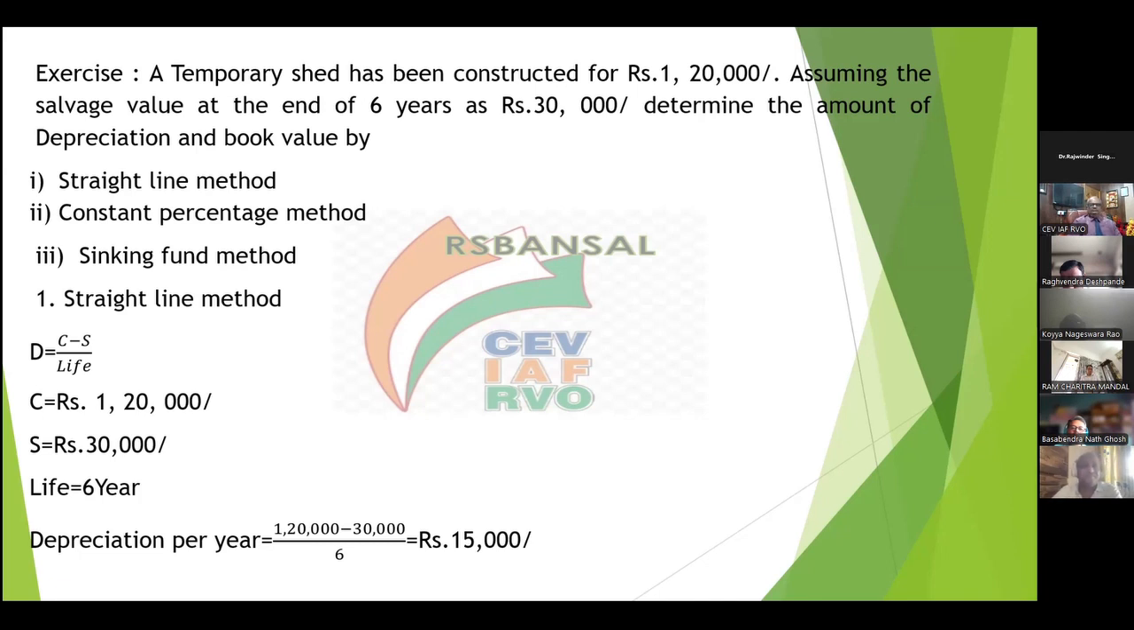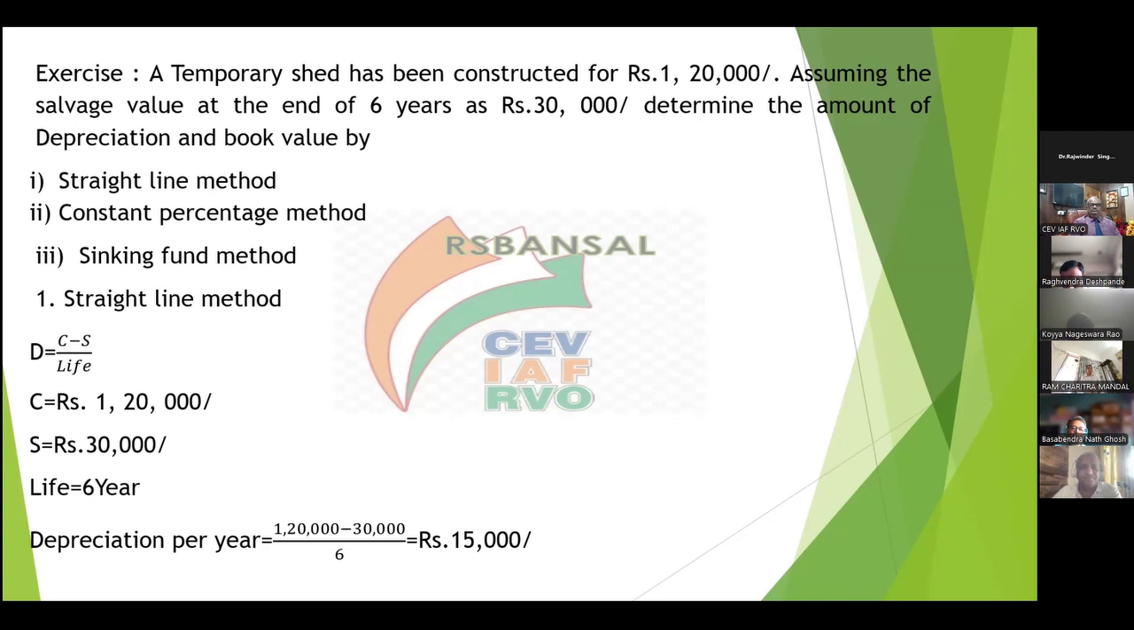A temporary shed has been constructed for rupees 1,20,000. Assuming the salvage value at the end of 6 years as 30,000, determine the amount of depreciation and book value. You have to find depreciation as well as book value, first by straight line method, then by constant percentage method, and then by sinking fund method.